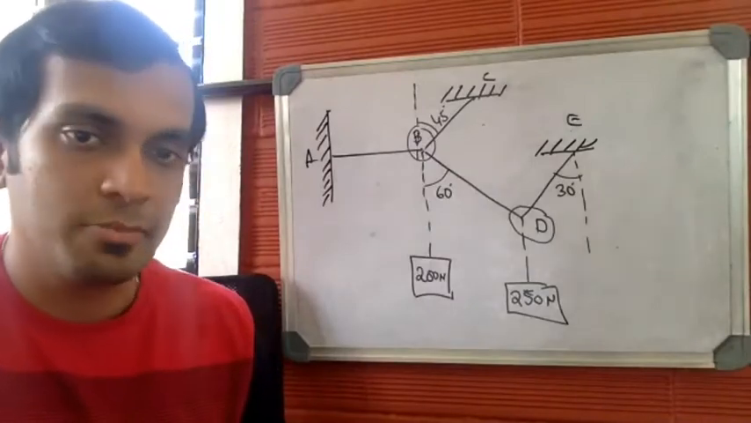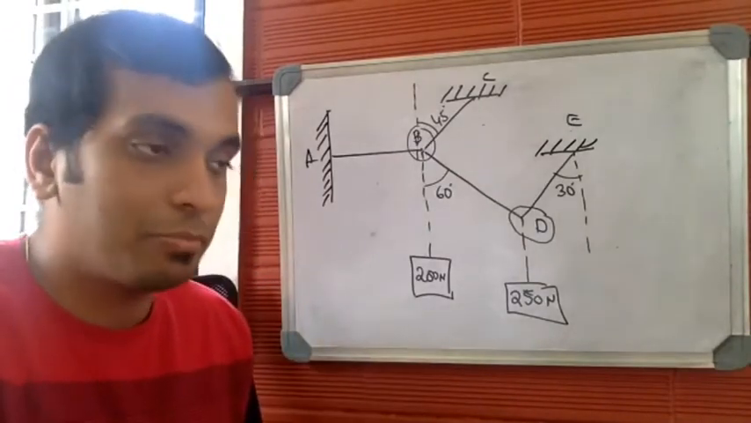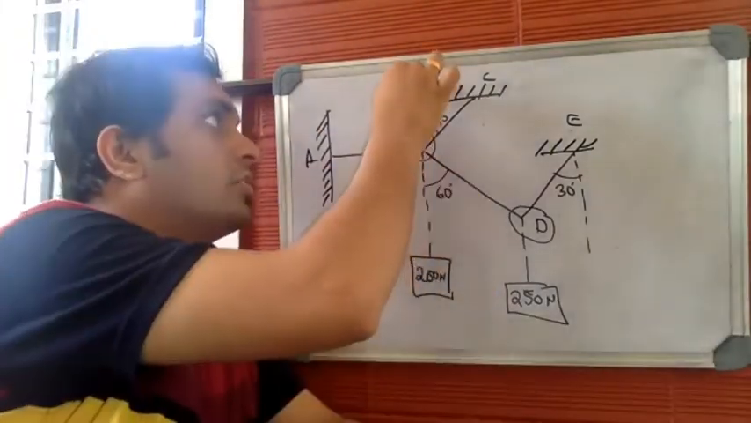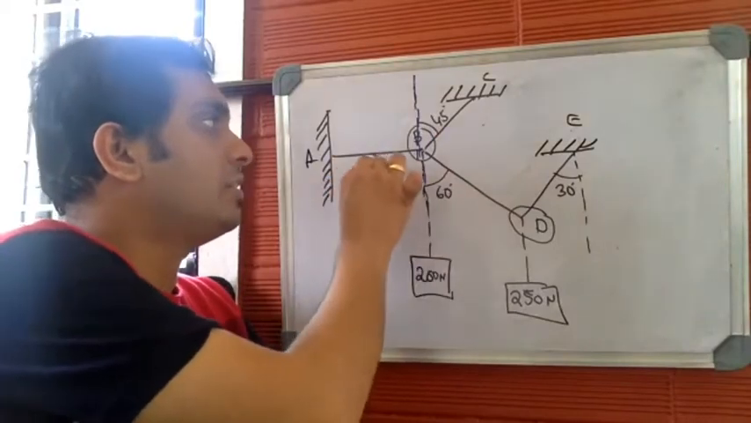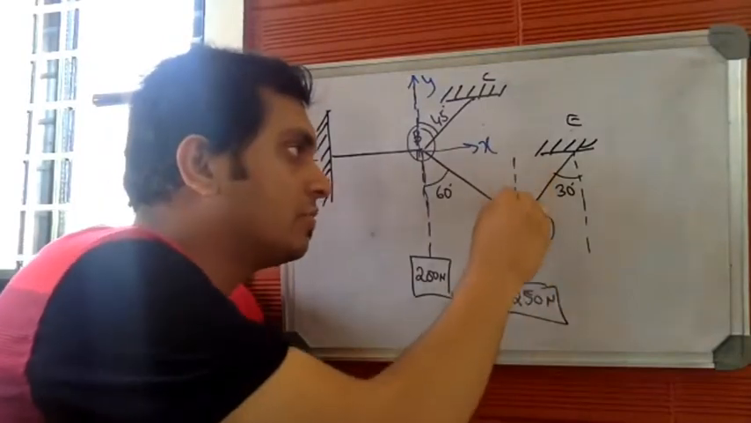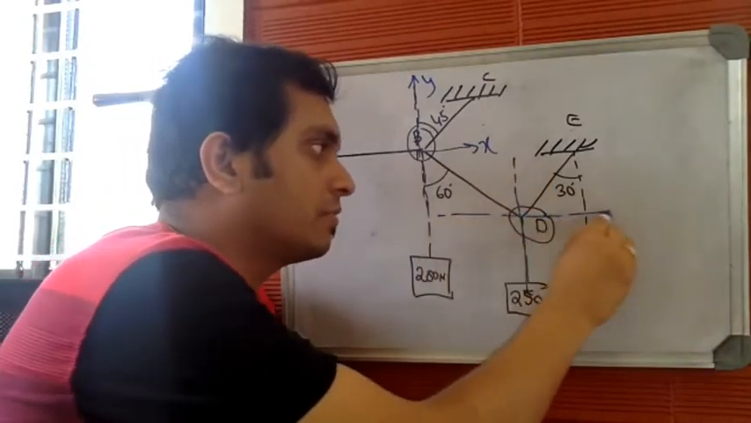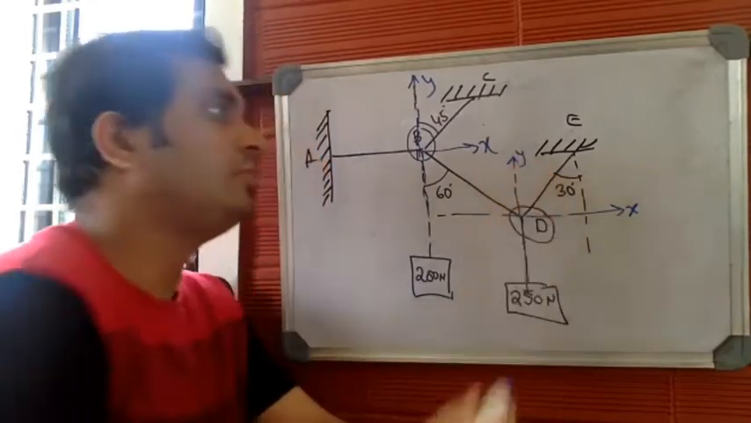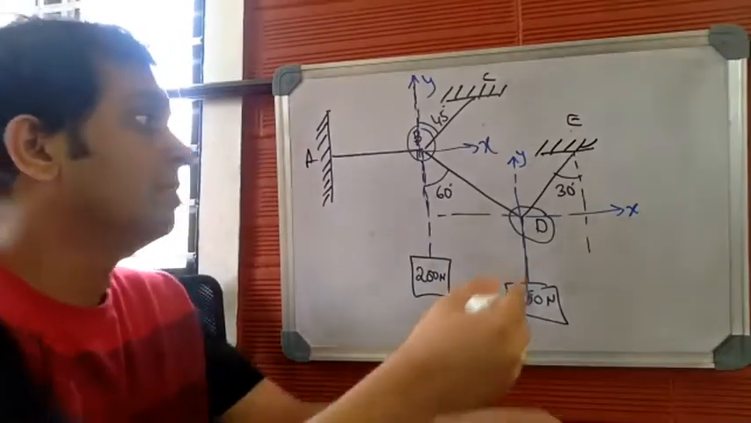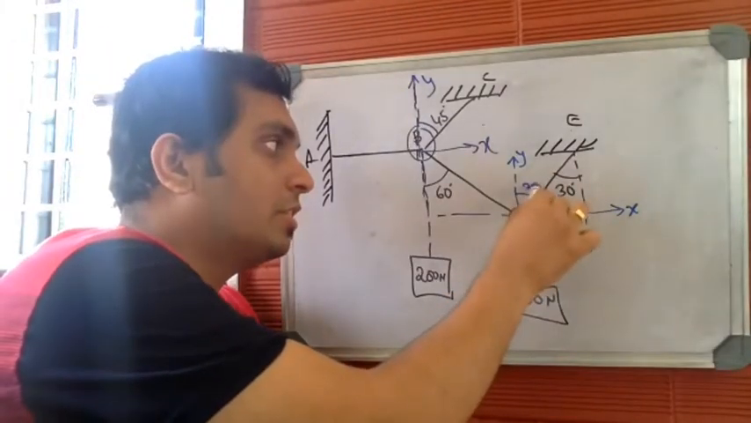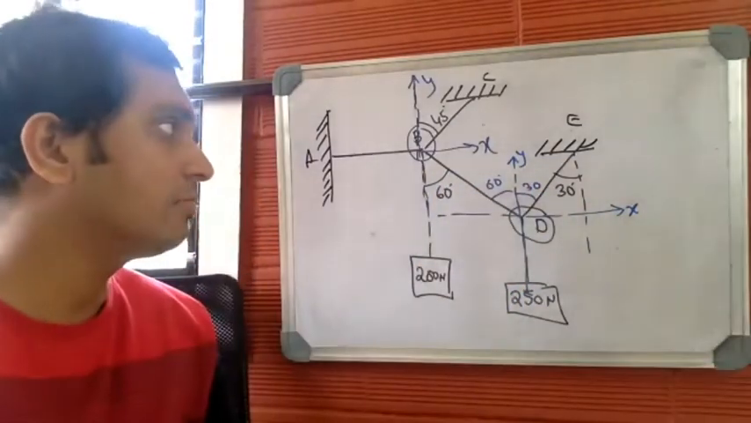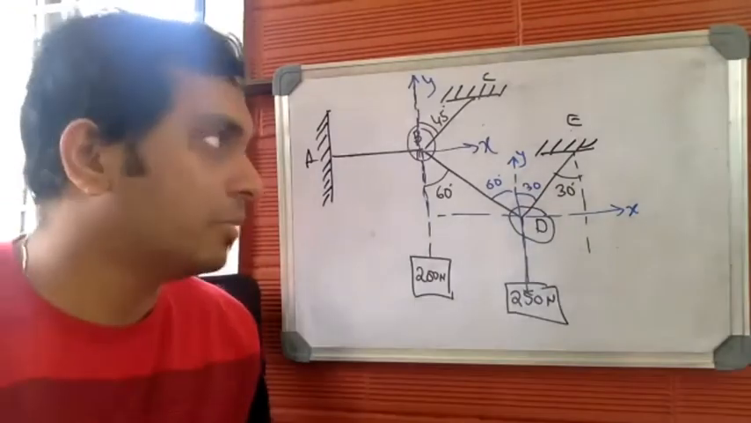So step number one is to identify the junction points, and in step number two, we'll be drawing the coordinates with respect to the junction points. So let this be the y axis and x axis as far as junction B is concerned. Before we go ahead with the problem, if this angle is 30, then this will be equal to 30. This angle is 60, so this will be equal to 60. These are the main angles. Now, we have completed step number two. We have drawn the coordinates.